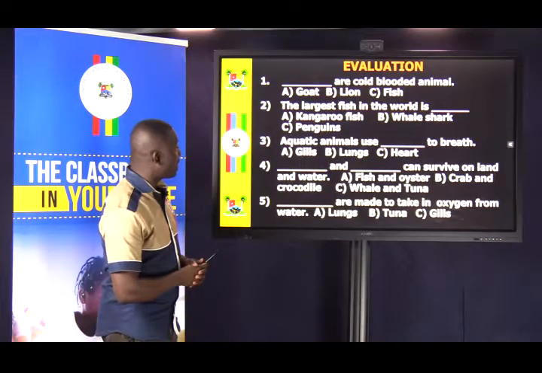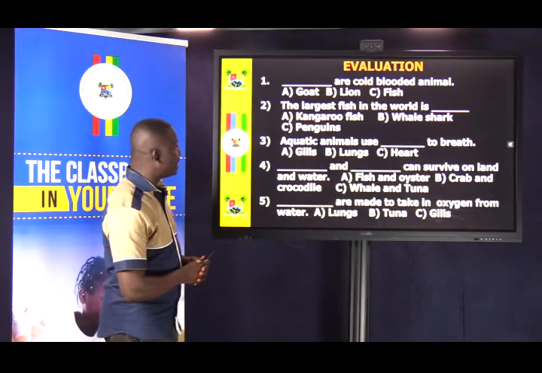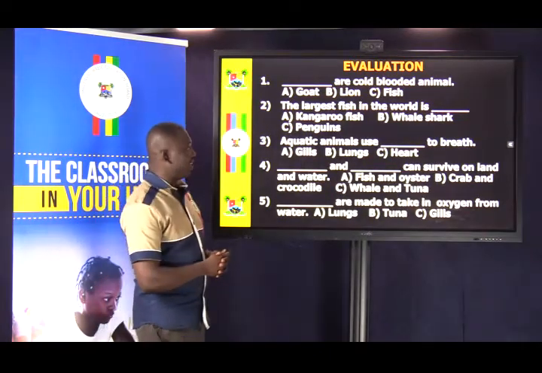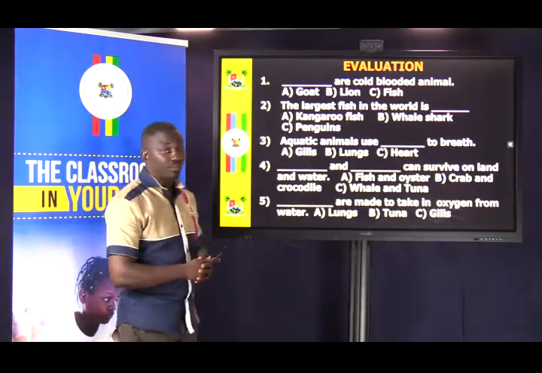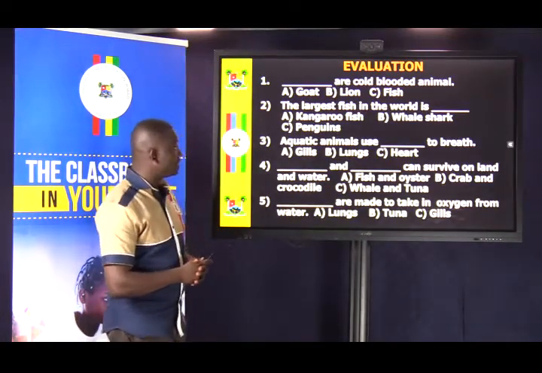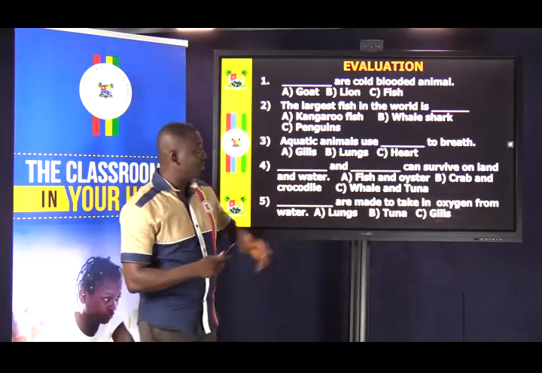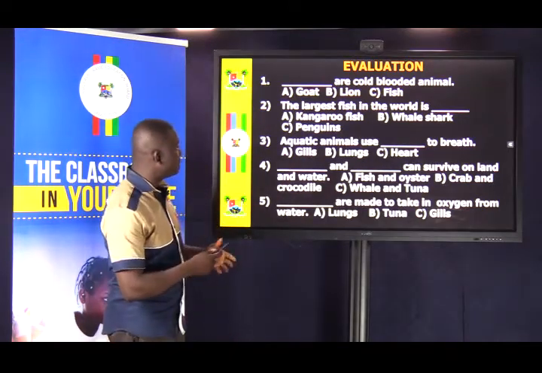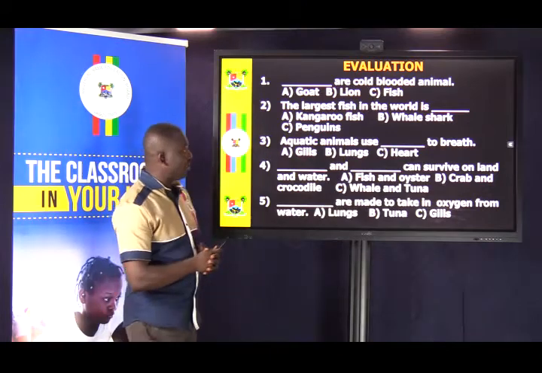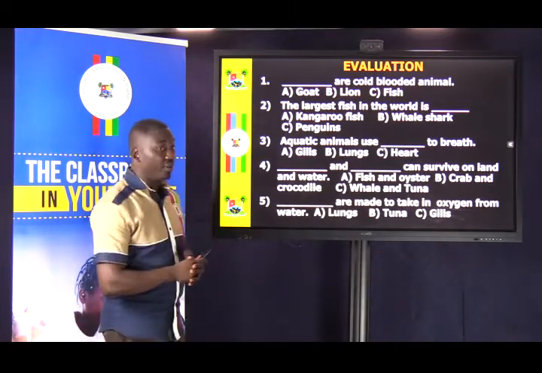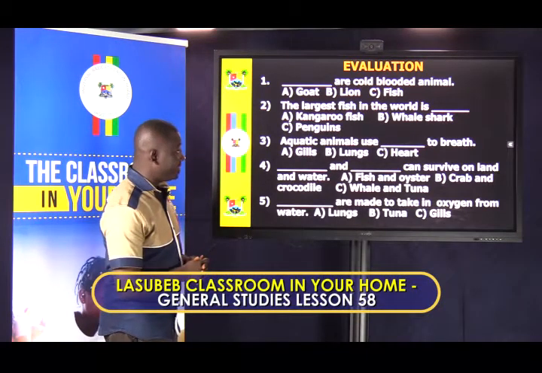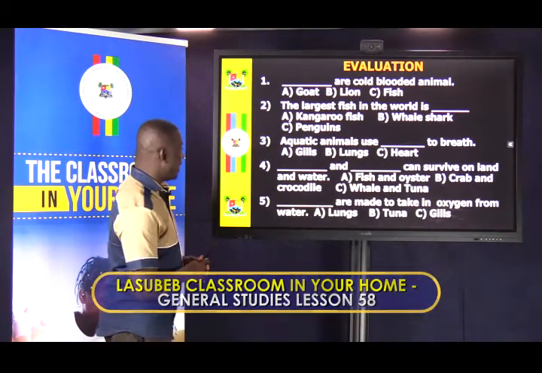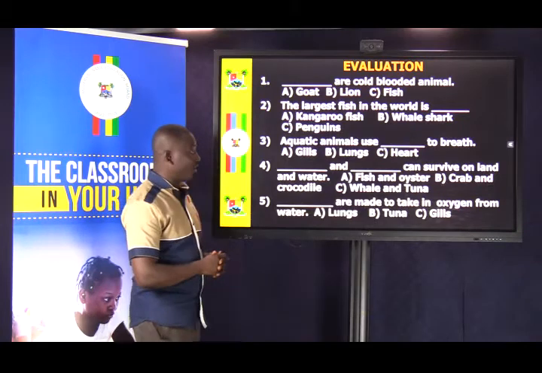Okay, number 3, aquatic animals use dash to breathe. Gills, lungs, heart. So which of these options, gills, lungs, or the heart, which of these do aquatic animals use to breathe? Okay, you've done that. All right, let's go to question number 4.